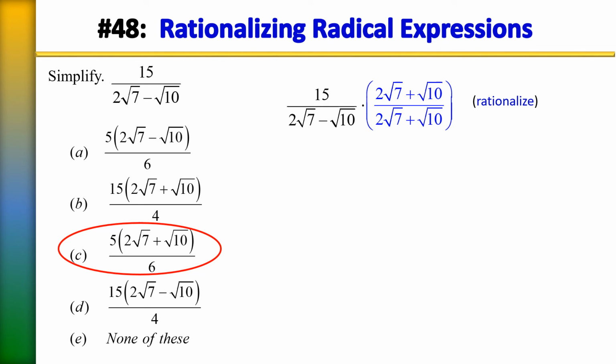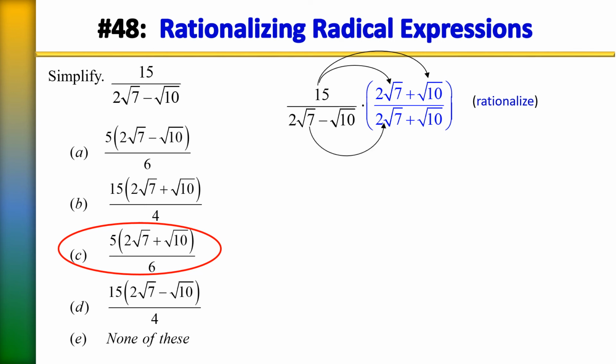So when we do that, our next step then is to proceed with the multiplication process. On top it's going to be nothing more than distributive property, which is 15 times 2 radical 7, and then 15 times radical 10. On the bottom, since you have conjugates, you only need to do the letters F and L, because O and I will always cancel out when you have conjugates.